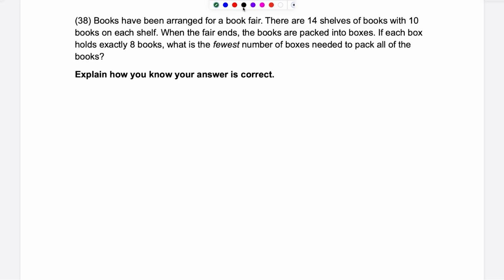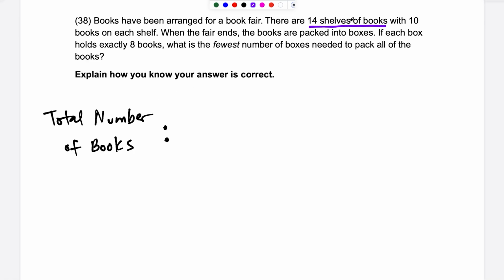So for this one, first we should find the total number of books. Okay, so we're going to find the total number of books. And for this one, we have to reread the question and look for the important information. Just know with word problems, sometimes you have to read the questions more than one time to really understand what's happening. But for the total number of books, that information is coming from here.